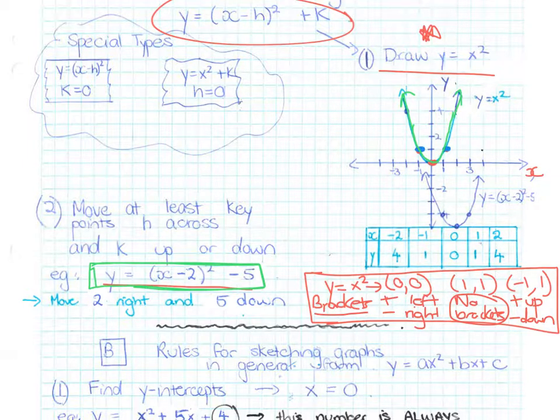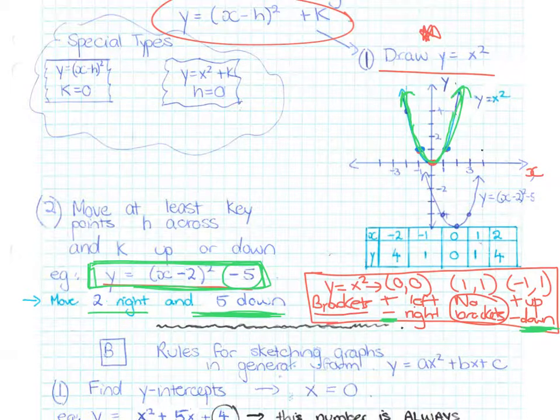So let's have a look at our graph over here in the green. We've got y equals (x take 2) all squared take 5. Let's look. The number inside the bracket is negative, so we are going to move this 2 to the right. The number without the brackets is also negative. That means we are going to move it down. So we know that we need to move our graph of y equals x squared that we just drew here in the green 2 to the right and 5 down.